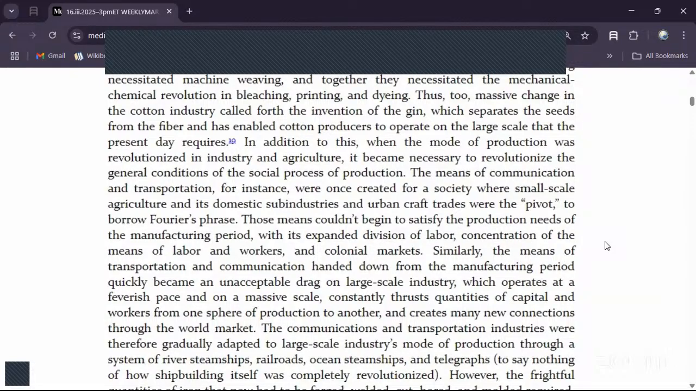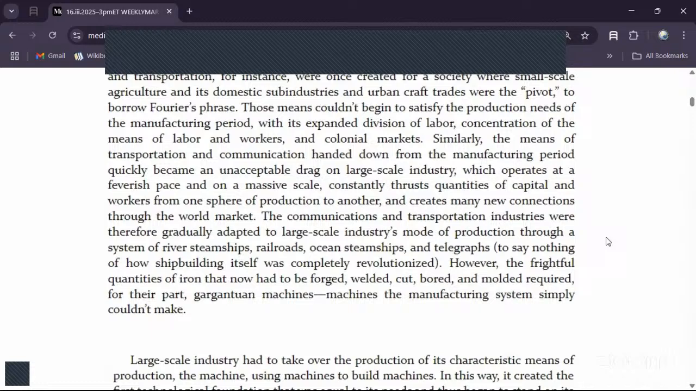Similarly, the means of transportation and communication handed down from the manufacturing period quickly became an unacceptable drag on large-scale industry, which operates at a feverish pace and on a massive scale, constantly thrusts quantities of capital and workers from one sphere of production to another and creates many new connections through the world market. The communications and transportation industries were therefore gradually adapted to large-scale industries' motor production through a system of river steamships, railroads, ocean steamships, and telegraphs, to say nothing of how shipbuilding itself was completely revolutionized.